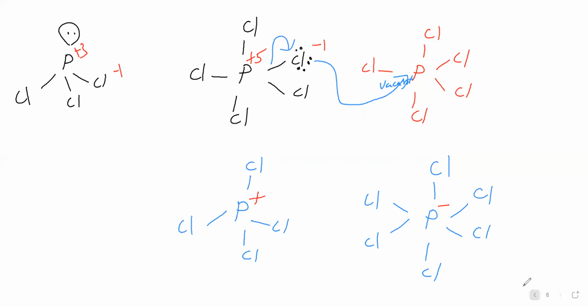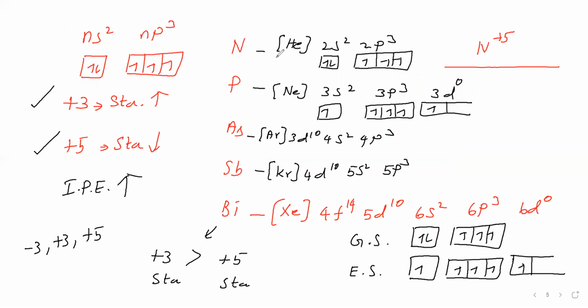So nitrogen means 3 normal covalent bonds in general, otherwise an additional 1 dative bond. So nitrogen can show a maximum covalency of 4. The rest of the elements can show 5 covalency, no doubt, and more than 5 also. Phosphorus can show 6 also. So we have seen the covalency of these elements.